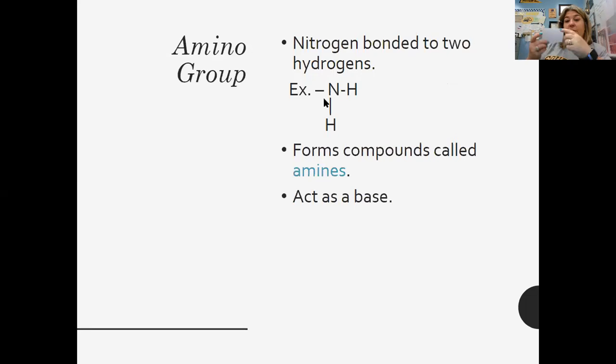So an amino group is an N with two H's, a hydrogen and a hydrogen, and they form these compounds that are known as amines, and they act as a base, believe it or not, but when you put them with the other components for an amino acid, it becomes an amino acid. We will look at these a little bit more closely in a couple of lectures, but that's what makes an amino group an amino group, it has this NH and an H.